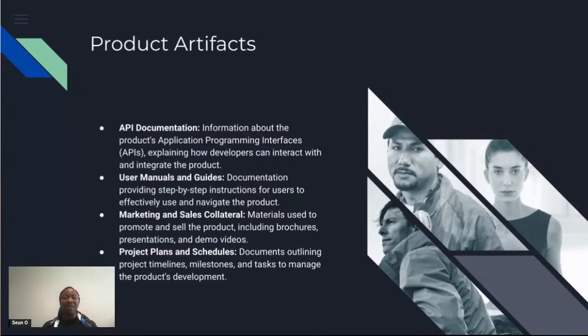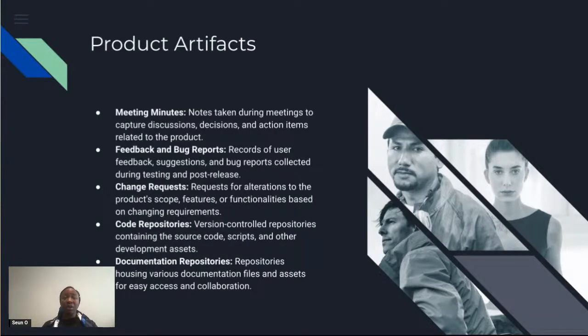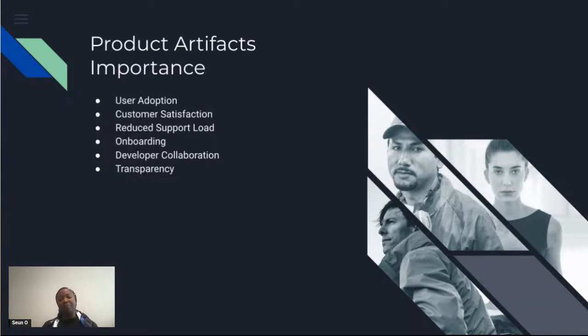Then you have the project plans and schedules. This is something that the program manager or the project manager handles. But as the product manager, you already know that anything they're looking for concerning your products, they always refer to you. So it's very important that these things are kept and you know where to identify them. We also have things like the meeting minutes, feedback and bug reports, change requests, code repository and documentation repository. Some people use Confluence to have their documentation, but as a product manager, you should be able to know where those things are.